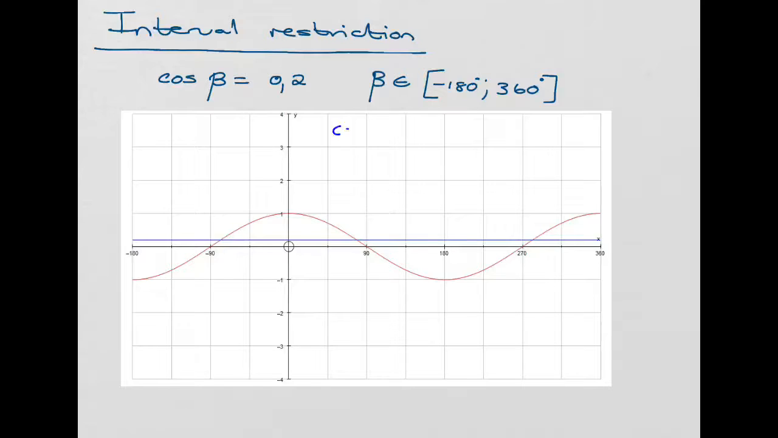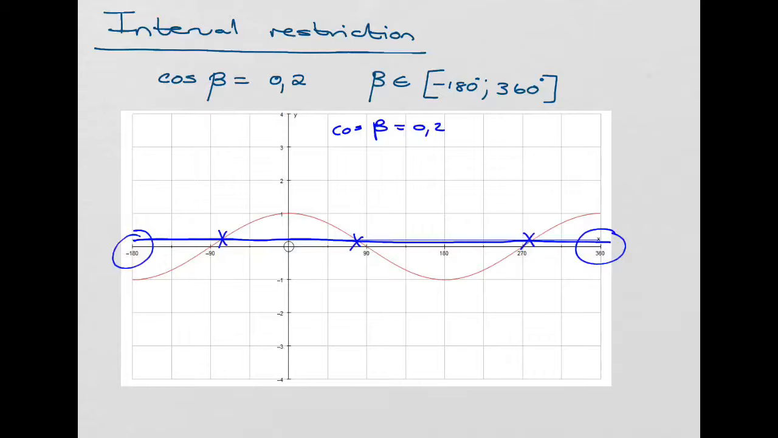So in this case I've got cos beta is equal to 0,2. So just like in the examples before, I'm saying this means where does my cos graph equal 0,2. So in this interval, you can see it's going to happen 3 times because this is negative 180 to 360. But we've got to find those 3 times, and we've got to do it as if we don't have a diagram.